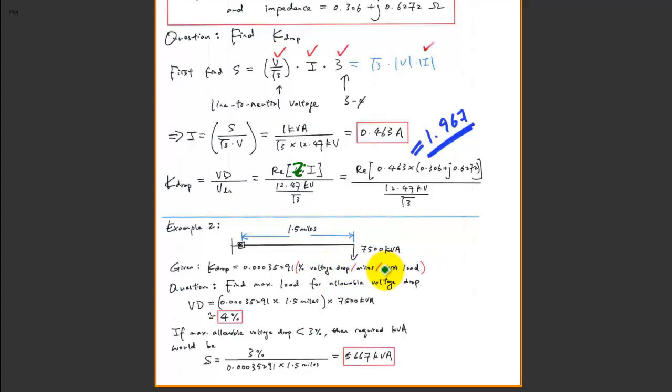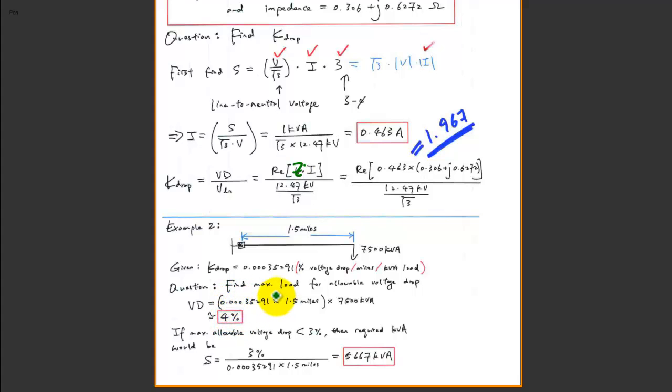So you know that throughout the entire feeder, how much the drop will be in terms of percentage, in terms of amount, in terms of how much the kVA load will be. So this is sort of like a lumped load. The question is: find the maximum load for the allowable voltage drop. To find the voltage drop, you simply use that number multiplied by 1.5 miles, which is the distance, multiplied by the lumped load here, 7500 kVA, which is approximately close to 4%.